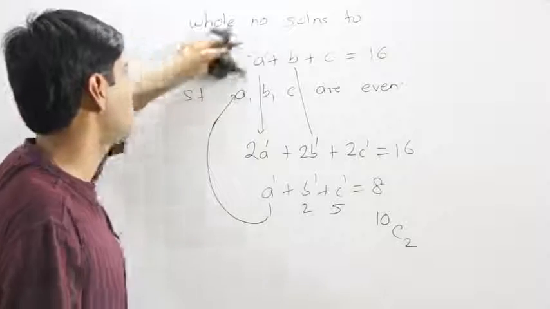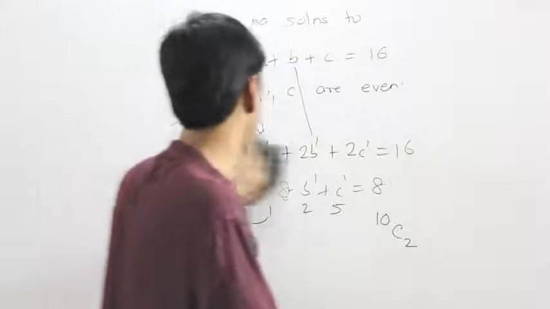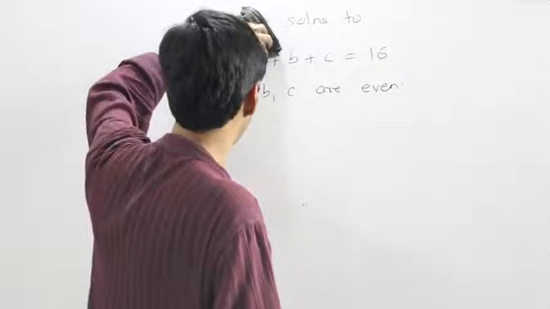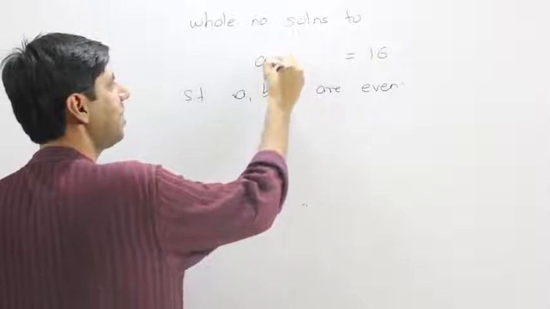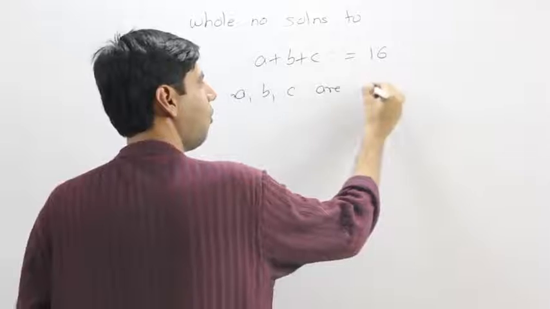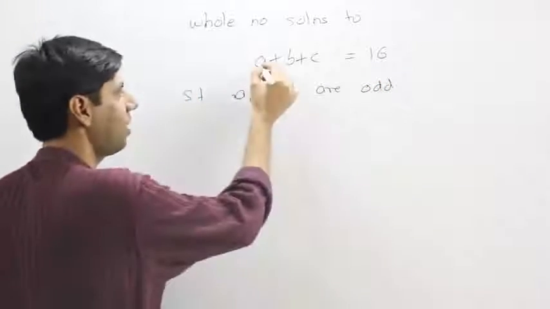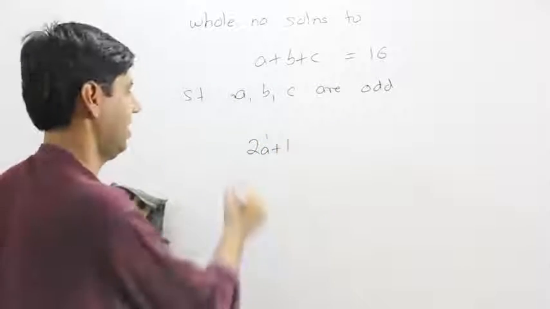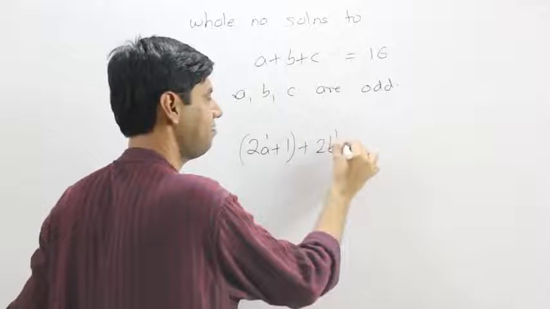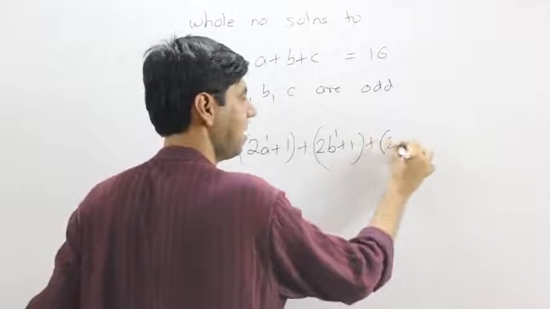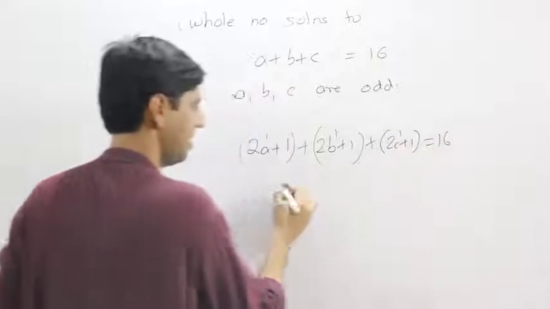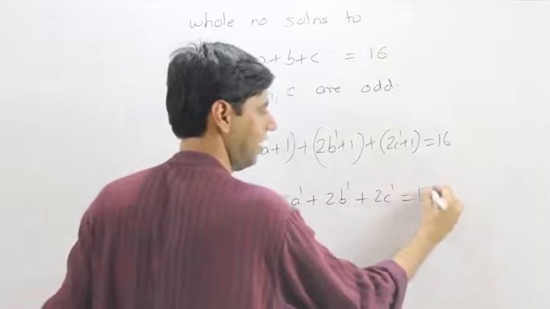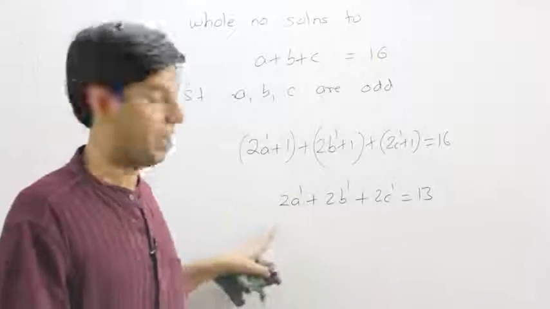Could I have an odd number solutions also? Let's try it. Let's see what happens. So I'm changing the question to such that A, B and C are odd. If they are odd, could I write A as 2A prime plus 1, ensuring that A prime can be 0 as well. And I could write 2B prime plus 1 and 2C prime plus 1. And on rearranging this, there's an interesting thing that happens. I get an equation 2 times (A prime plus B prime plus C prime) is equal to 13. Now, 13 is not divisible by 2. So I cannot proceed in this case.